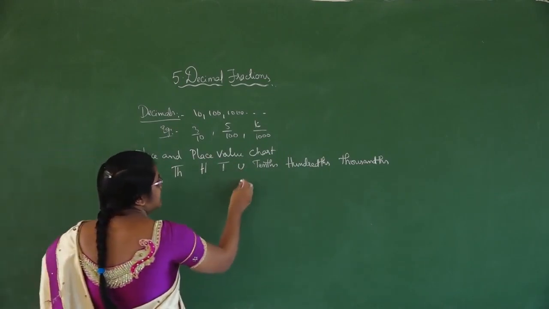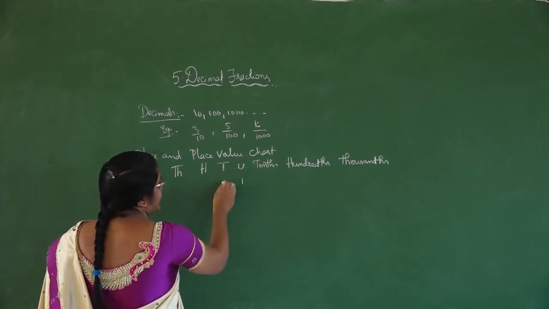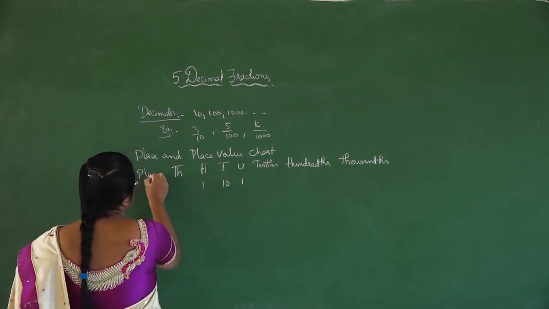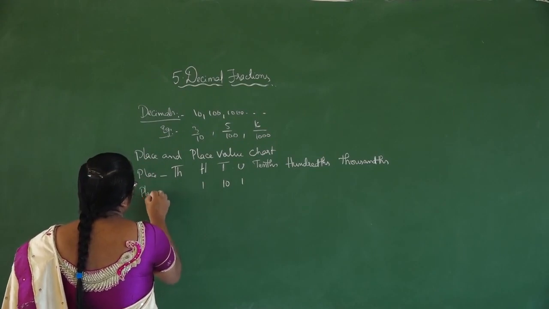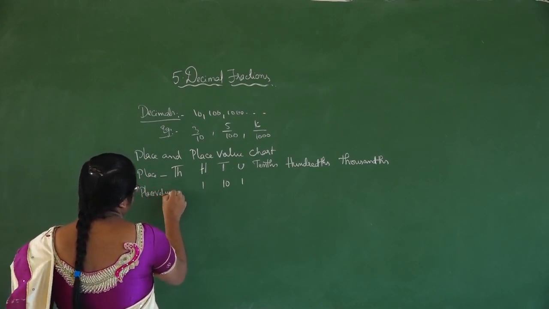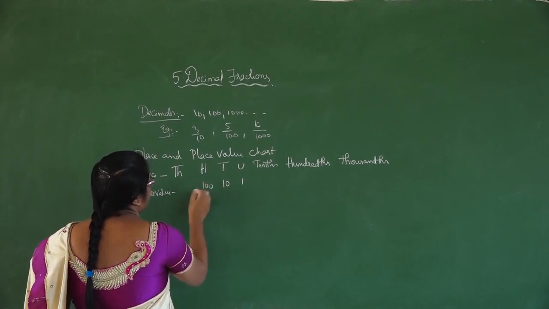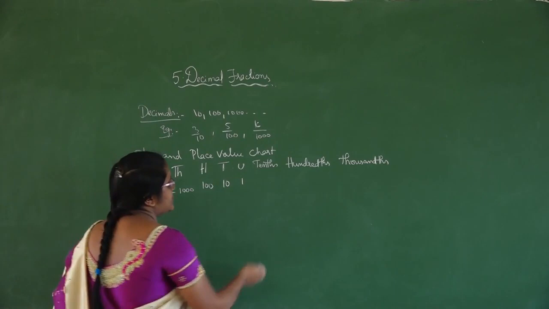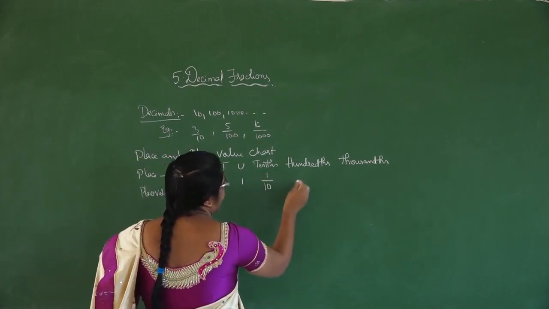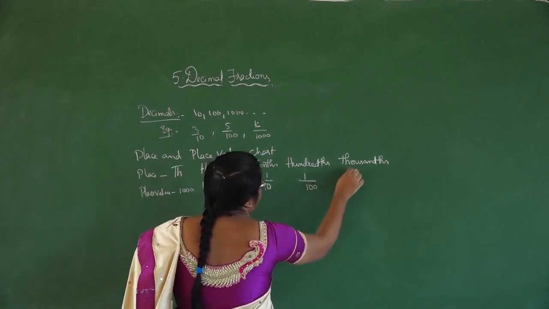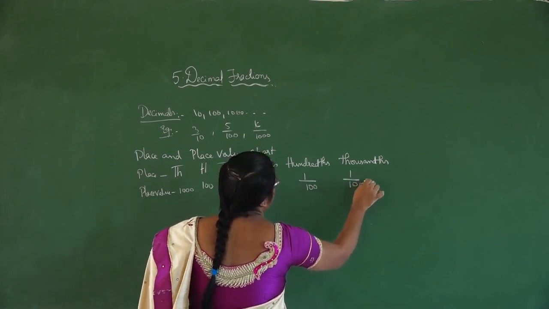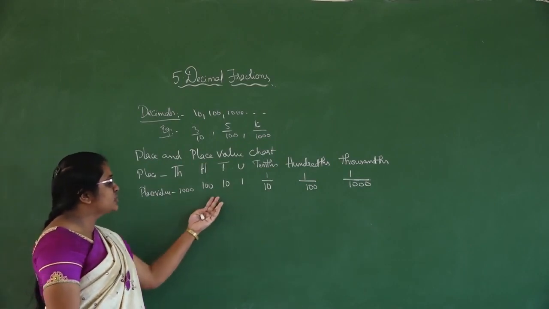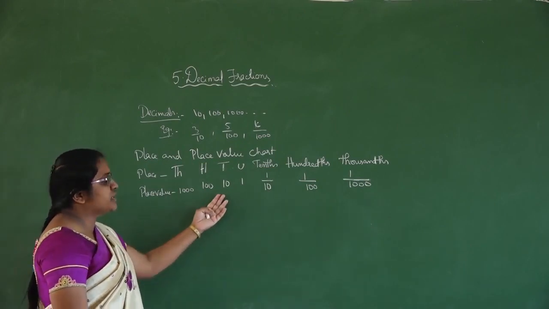See, units means the value is 1. Tens means the value is 10. This is the place and this is the place value. So this is 100 and this is 1000. Now when you go to the right side, the place value is 1 by 10, 1 by 100 and 1 by 1000.